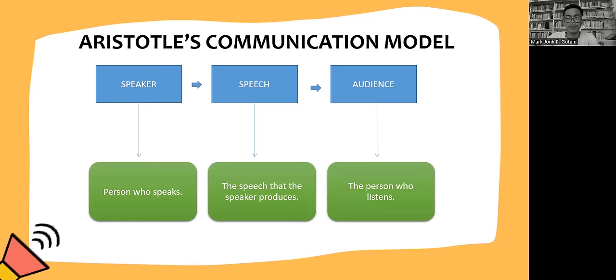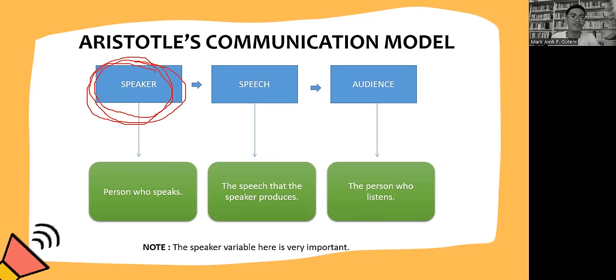Again, the speaker produces speech that is received by the audience from the speaker. And take note that the speaker variable here is very important. It is the very first variable, the speaker. We already discussed this in the previous discussions.